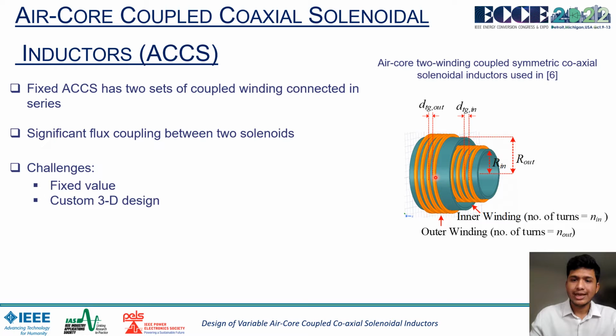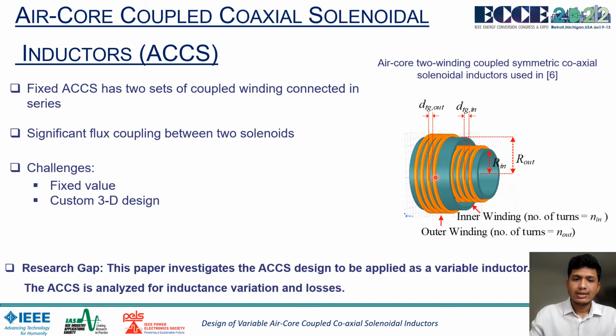One of the major challenges with the ECCS inductor is that it requires a custom 3D design to hold the structure in place. In this research paper, we investigate the ECCS design to be applied as a variable inductor. The ECCS is analyzed for inductance variation and losses. We have selected this inductor because it has maximum coupling between the two windings, and if we can control that coupling, then we can get a very good variable inductor.